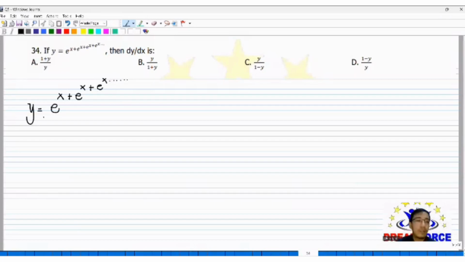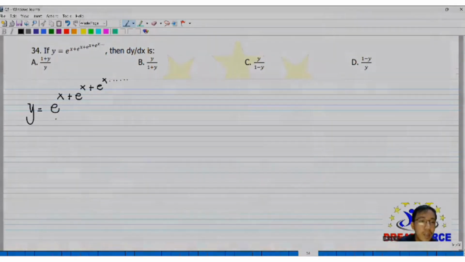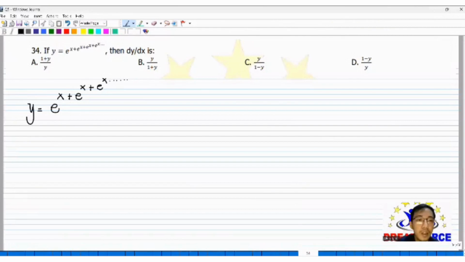Okay, kung papansinin po ninyo, yung y, ito na siya. E raised to x plus e raised to x. Therefore, kung papansinin nyo ito, yung e raised to x plus e raised to x dyan sa exponent, y lang din siya. Okay, so ito, pwede ko siyang palitan as y is equal to e raised to x plus y. Pwede na akong mag-derive ito. Okay, so hanapin yung derivative. Ano ang derivative ng e raised to x plus y?